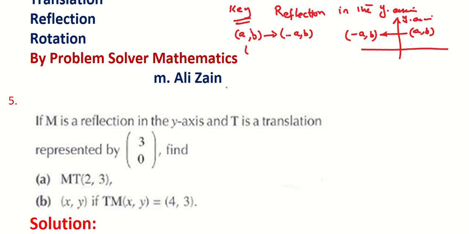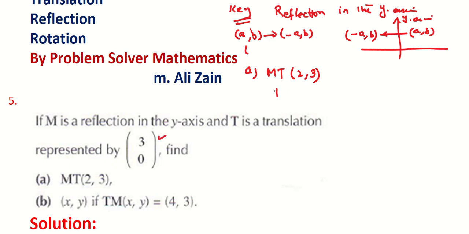For example, in this case the translation vector is (3, 0) and the point is (2, 3). First we have an operator MT. There are successive transformations: number 1 is translation and number 2 is reflection. T is for translation and M is for reflection. T for translation, translation vector is (3, 0).